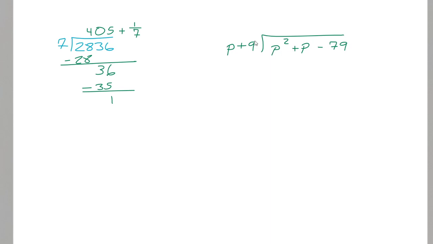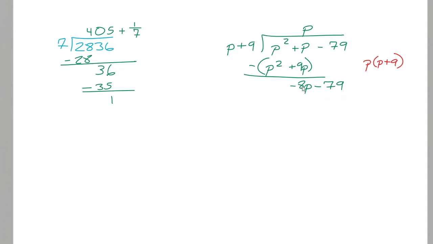Just like how we were dividing the binomials last time, we're going to look at p, and we need to ask ourselves, what do we need to multiply p by to get to p squared? We're going to multiply by p, and then take that term and do p times p plus 9. So p times p is p squared. P times 9 is 9p. And then we're going to do the inverse and subtract. P squared minus p squared is 0. P minus 9p is going to be negative 8p, and bring down the rest.